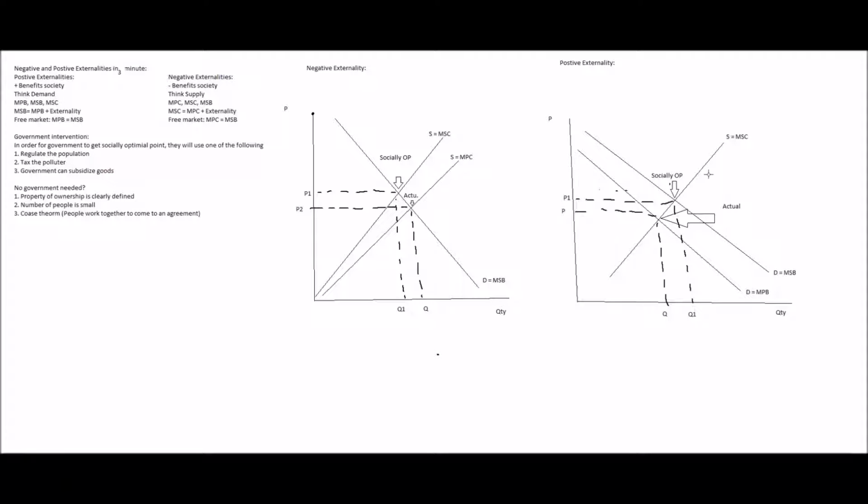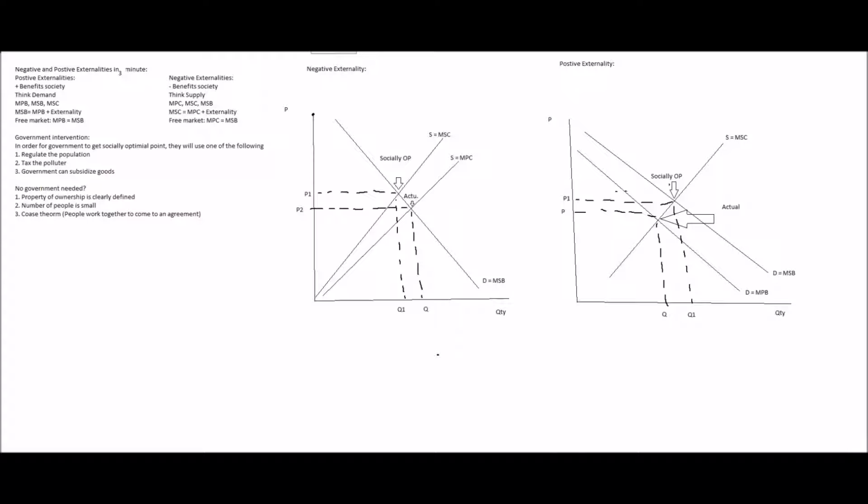In terms of a positive externality, you want to be operating at your socially optimal point, which is MSB equals MSC. But in reality, you're operating at MPB equals MSC. Since we know that both firms operating at either a negative or positive externality do not actually operate at that socially optimal point, that's when the government needs to step in.